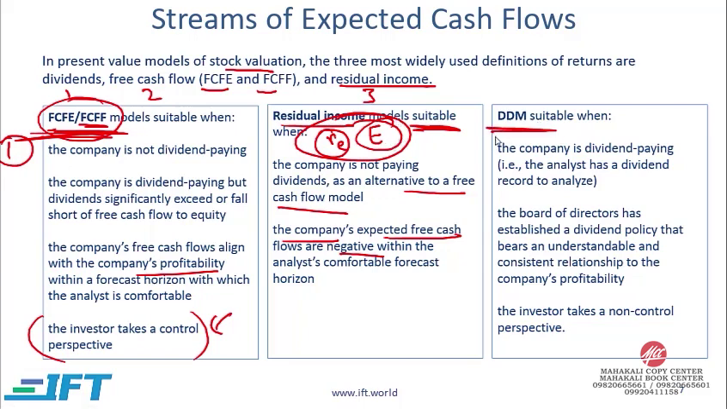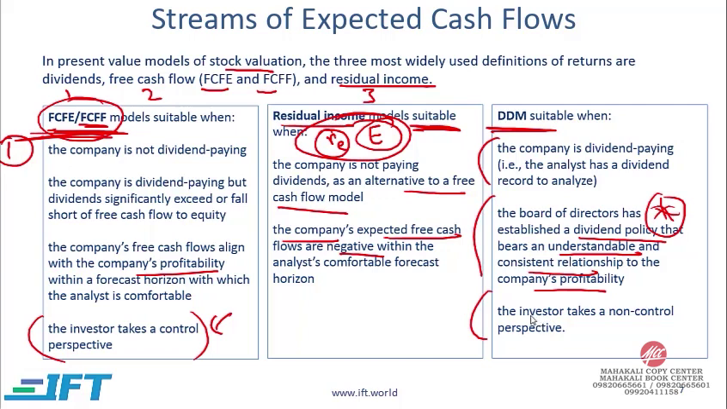And then finally, the focus of this reading is the DDM, the dividend discount model. In the context of this reading, I'd say these points are extremely important. When is it appropriate to use the DDM? It is appropriate when the company is dividend paying, which is obvious. Use the DDM when the board of directors has established a dividend policy that bears an understandable and consistent relationship to the company's profitability, and this point is very testable.